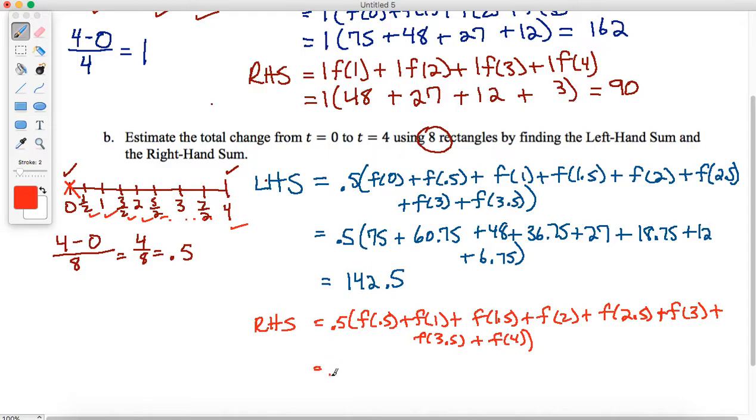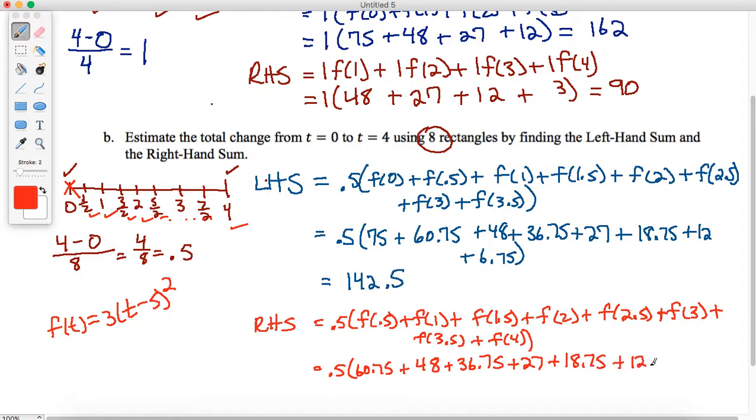Use your calculator and your table feature so you can quickly find these values. I get 60.75. If you don't have a table feature, just enter these into the function. Your function was f of t equals 3 times t minus 5 squared. So put these values in for t to get each of these individual values. It takes a while because there are so many values, but that's what you do. I put it in my calculator, and I get 106.5.